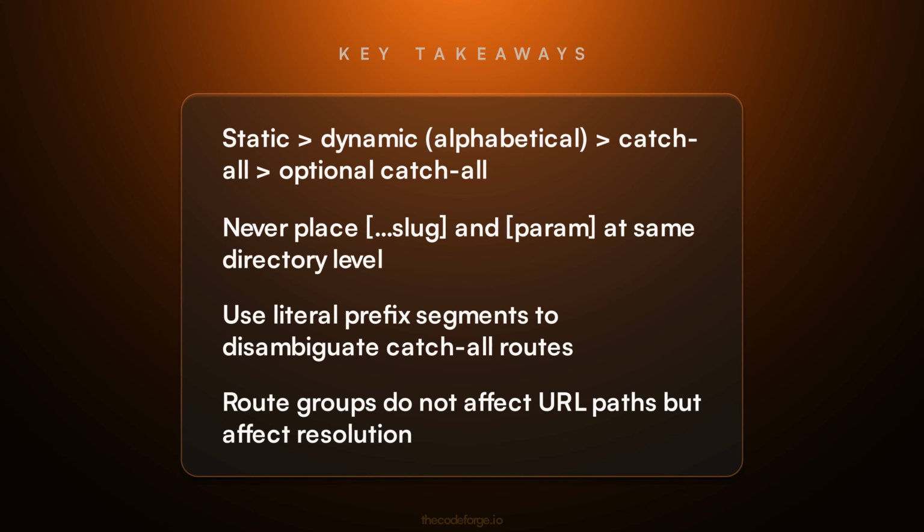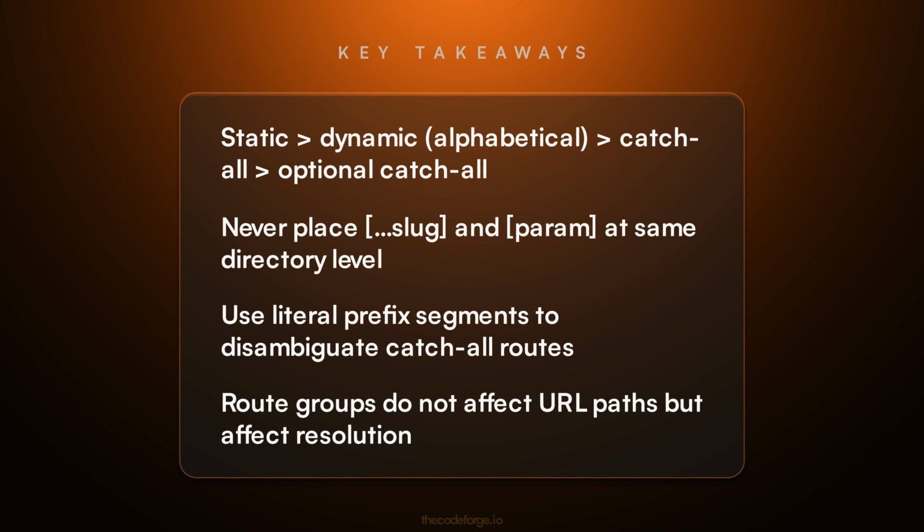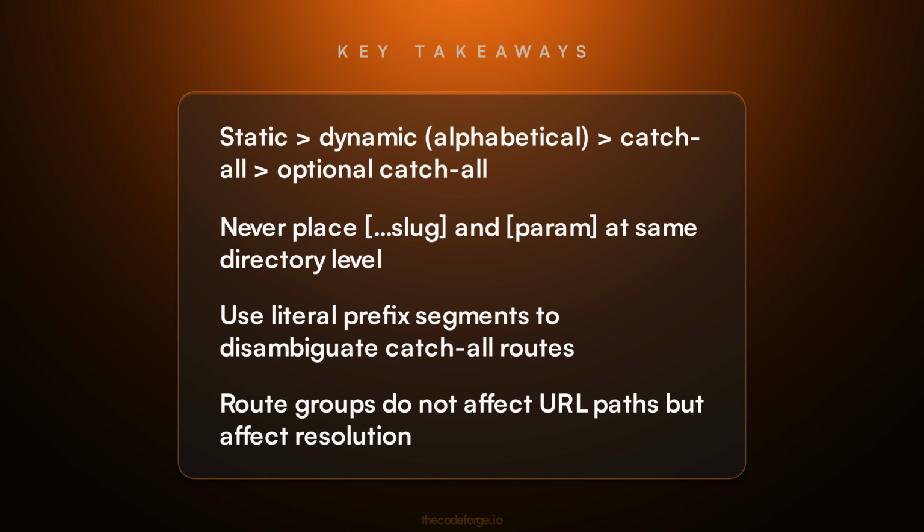Let's recap the key takeaways. Static, dynamic, alphabetical, catch-all, optional catch-all. Never place [...slug] and [param] at the same directory level. Use literal prefix segments to disambiguate catch-all routes. Route groups do not affect URL paths but affect resolution.